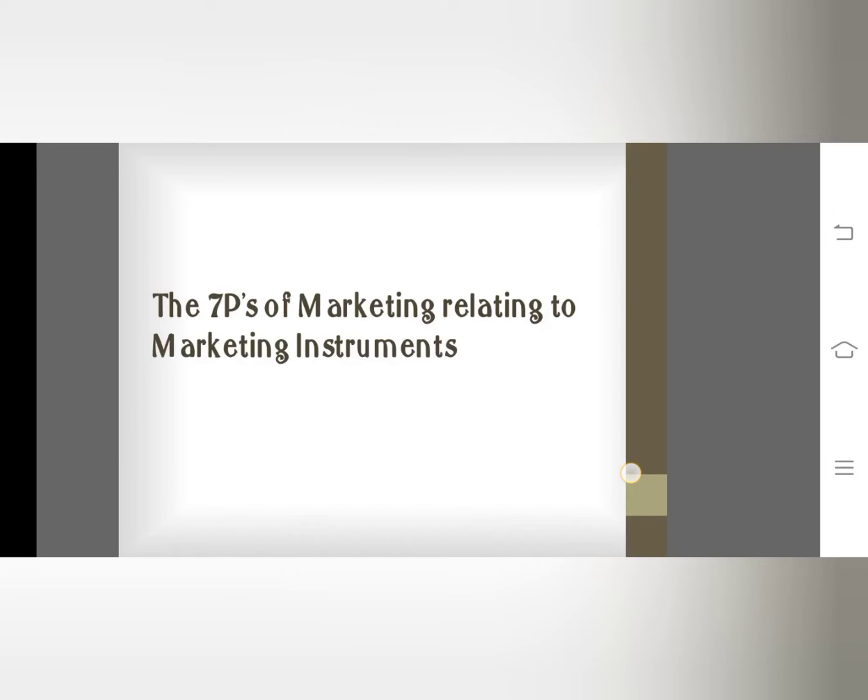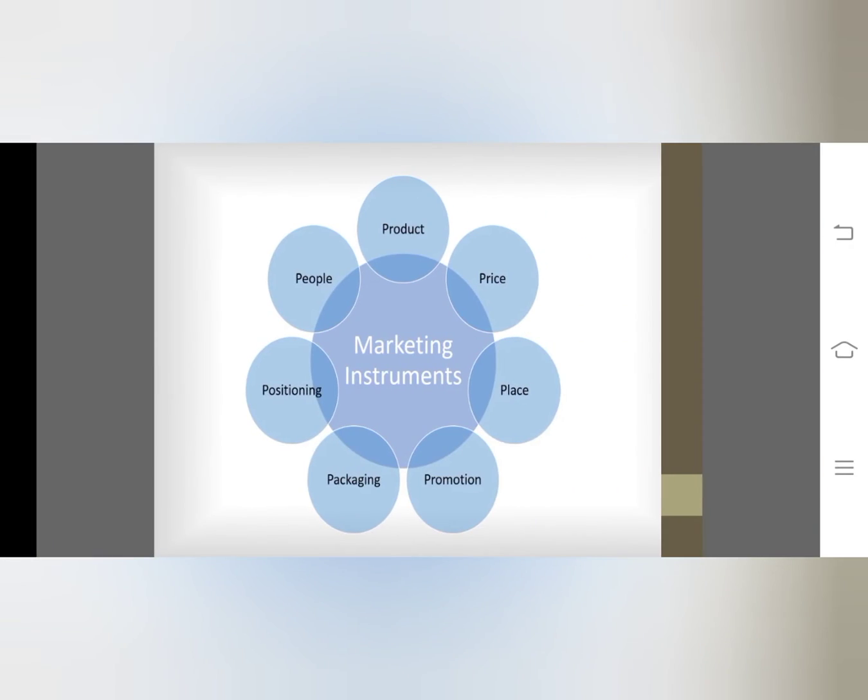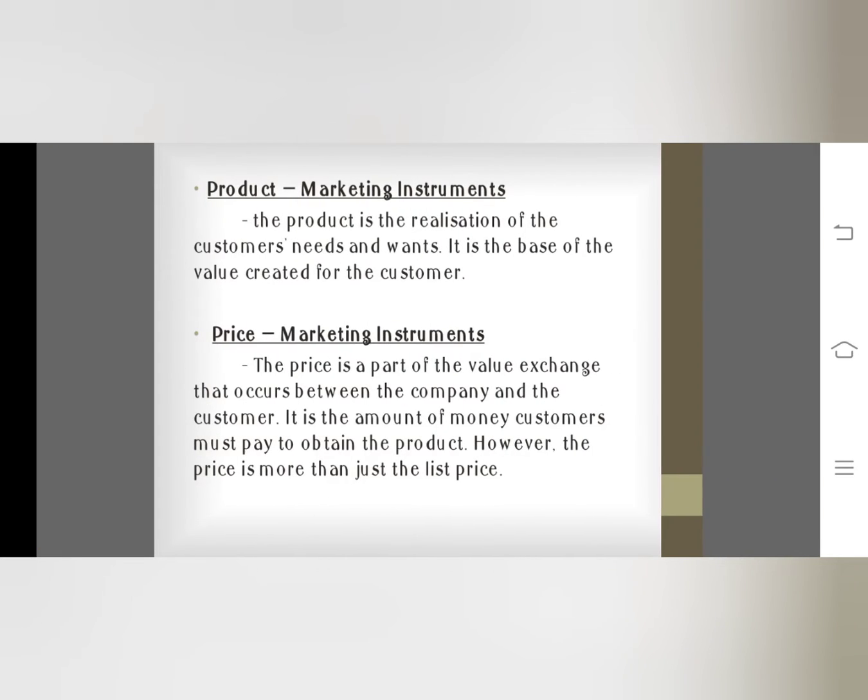Good day everyone, I am Myla Climacco. My topic is all about the 7 P's of marketing relating to marketing instruments. First is product marketing instruments. The product is the realization of the customer's needs and wants. It is the base of the value created for the customer. Product means the goods and services combination the firm offers to the target market.